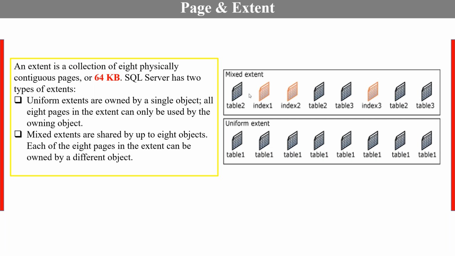The extent size is 64 kilobytes, because one page size is 8 KB, right, sir? We are saying 8 consecutive, continuous pages make one extent. So what is 8 into 8? 64. So your total extent size will be 64 kilobytes. An extent is a collection of 8 physically continuous pages, approximately 64 kilobytes in size.